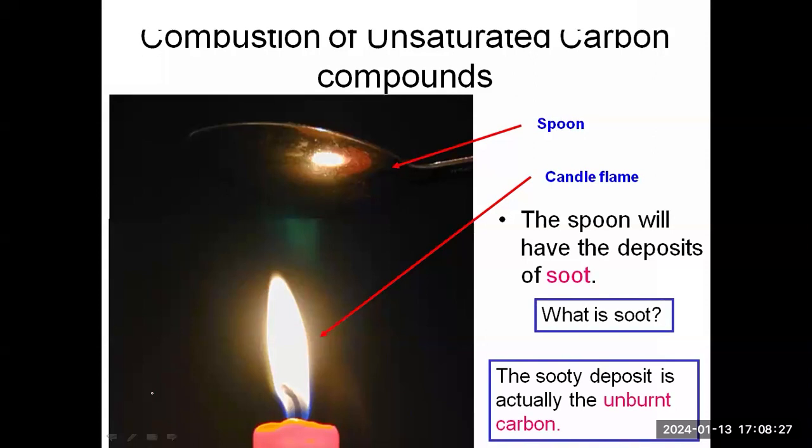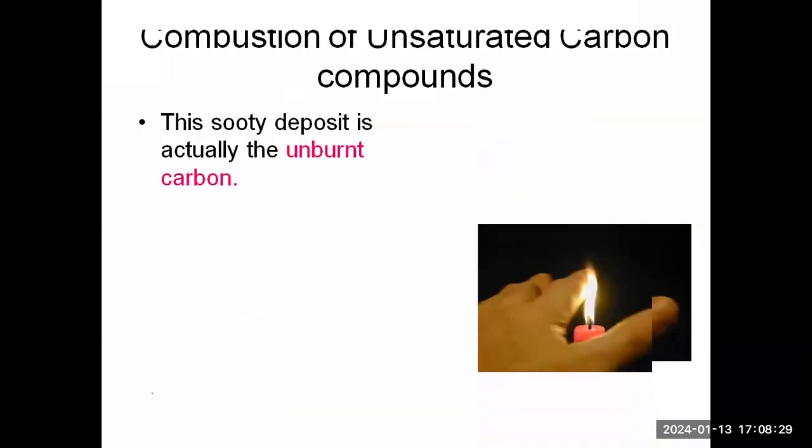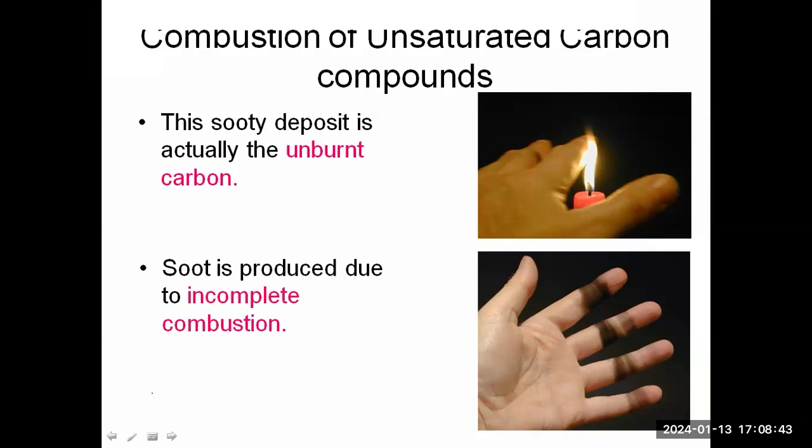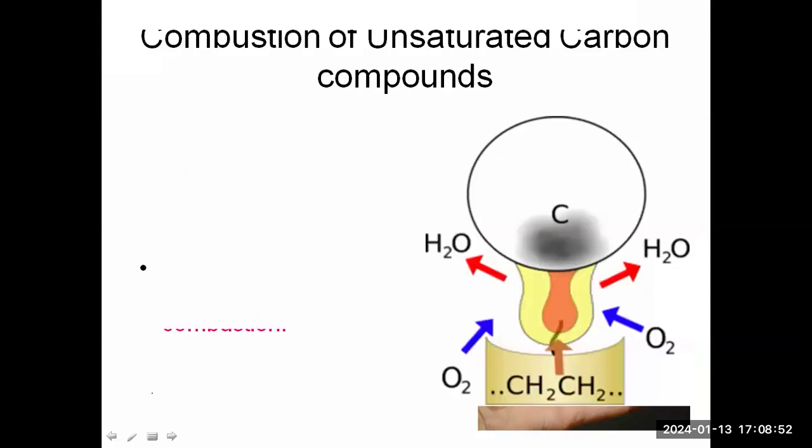So again, I'm repeating, soot is the unburnt carbon particles. This again, you should not be doing it at home, but you can see the black coating on the fingers when they are rolled over the flame, candle flame. This is soot. This is produced because it underwent an incomplete combustion. Incomplete combustion produces yellow flame along with soot. Incomplete combustion means the availability of oxygen is less.